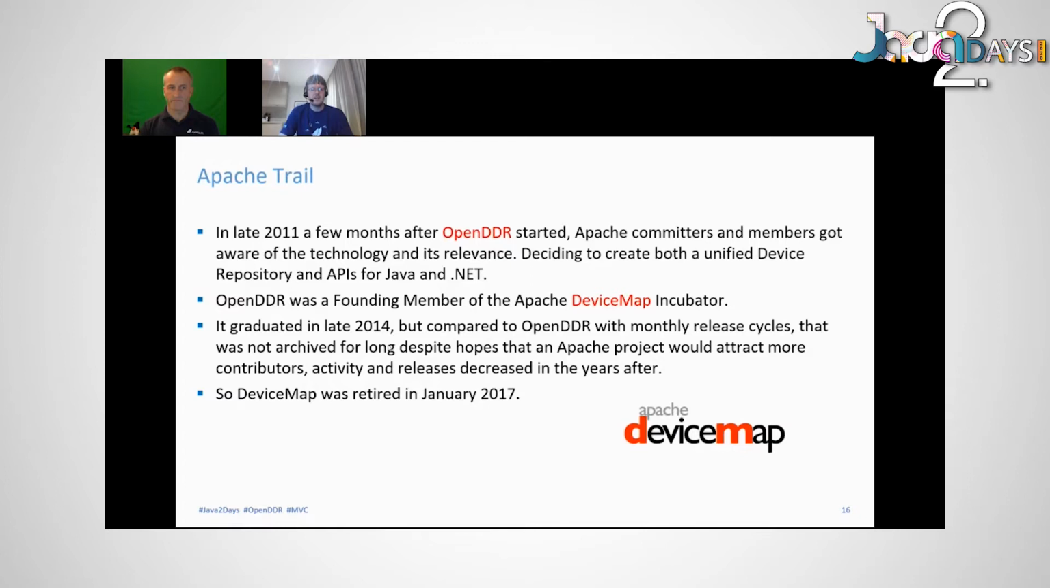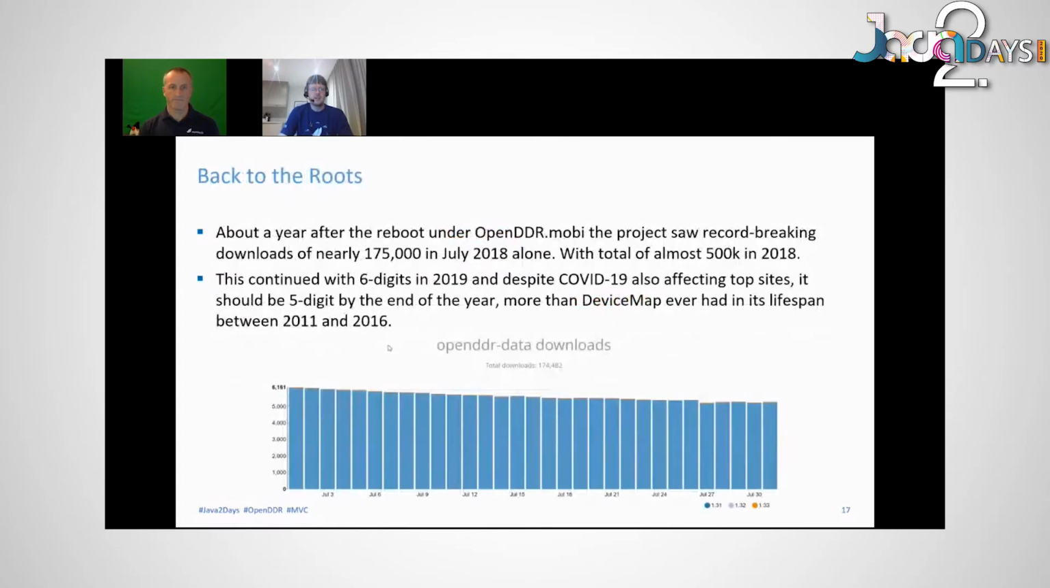But that was not the end, because I think it was actually in late 2016, so more or less an overlap before it retired. This domain, OpenDDR.mobi, was registered, and we contributed that as an initial contribution.